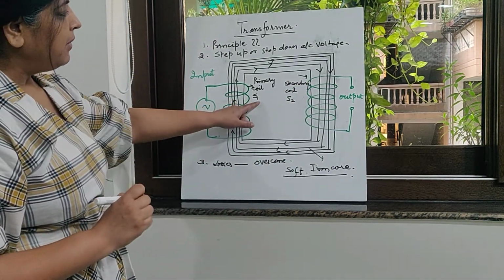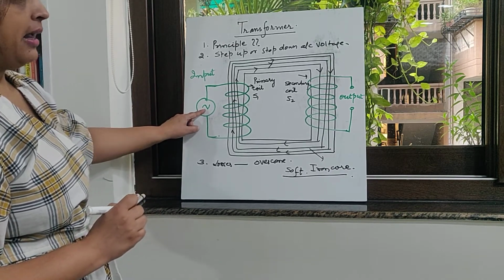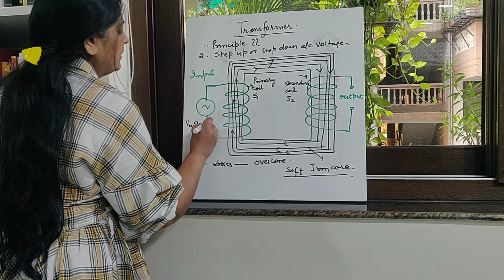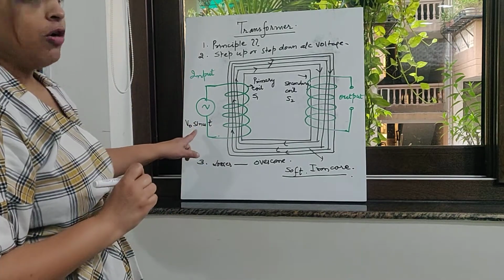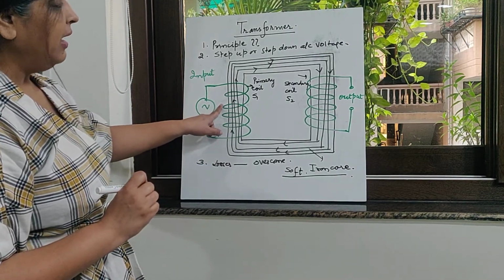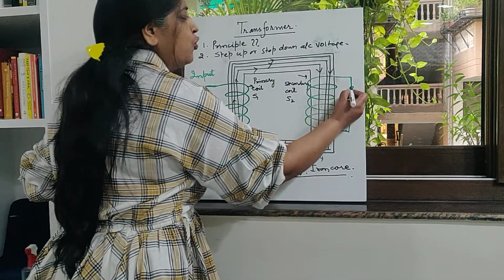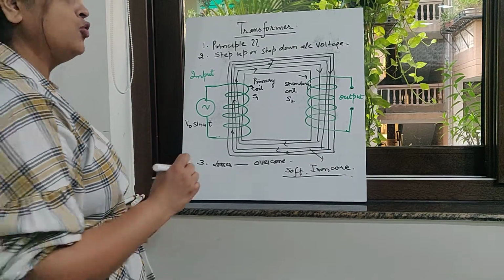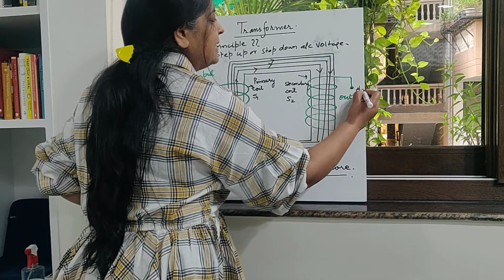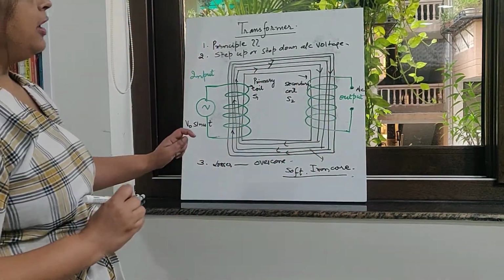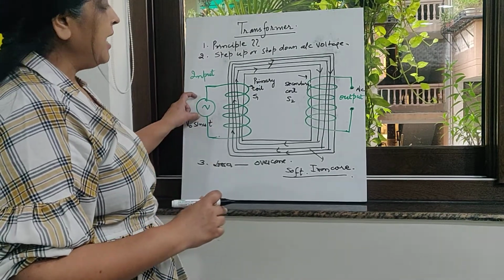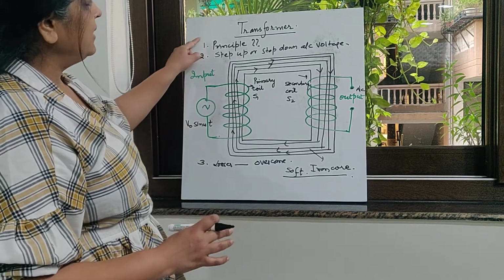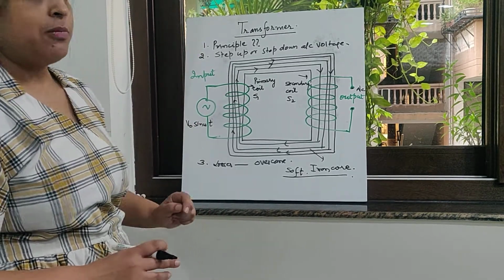Now to the primary coil we have given an alternating voltage supply, that is V = V0 sin ωt. This is the alternating voltage supply given over here, and across these two ends we are taking an AC output. So here also we will get an AC output. Now how much will it be? Will it be the same, more or lesser? That we will discuss later on. First of all, we want to understand the principle on which a transformer works.